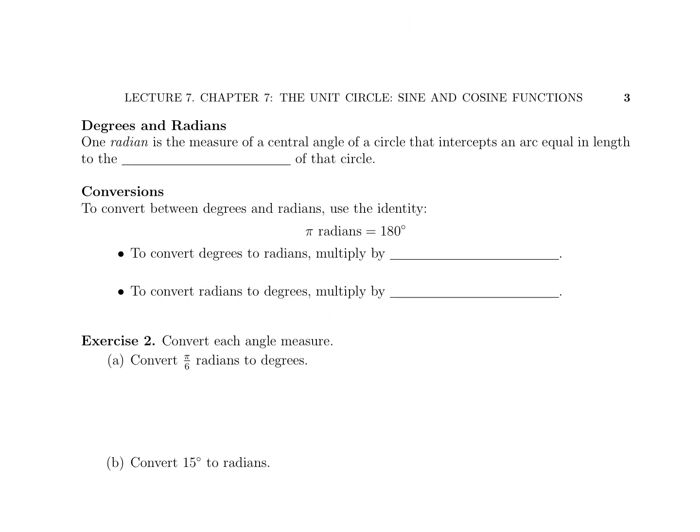So now they're going to talk about radians. One radian is the measure of a central angle of a circle that intercepts an arc equal in length to the radius of that circle. All right, so let me draw a quick picture for you.